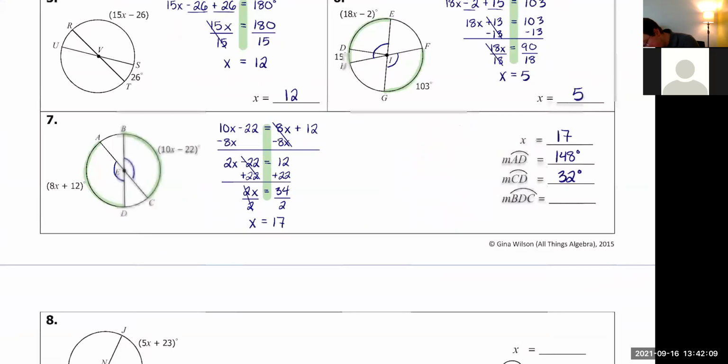And then BDC, well, that looks like it's everything except arc BC. Well, as we mentioned earlier, it's how we found X, BC and AD are congruent. AD is 148. If we subtract 148 from the whole circle, 360, we should get 212 degrees.